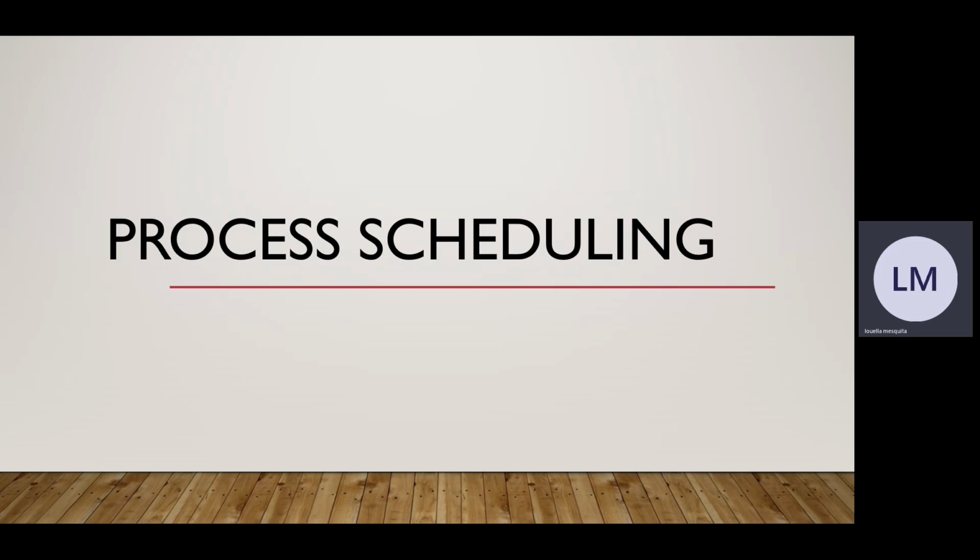Process scheduling. In process scheduling, we learn basic CPU scheduling and some CPU scheduling algorithms. By switching the CPU among processes, the operating system makes the computer more productive. So here, we are going to learn different scheduling mechanisms to do this.